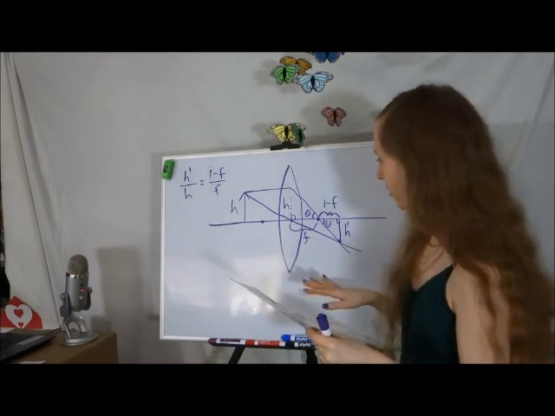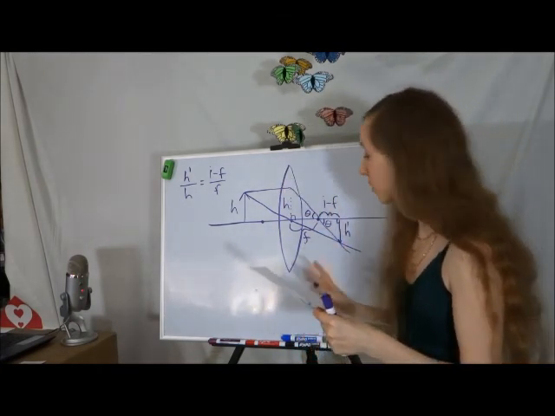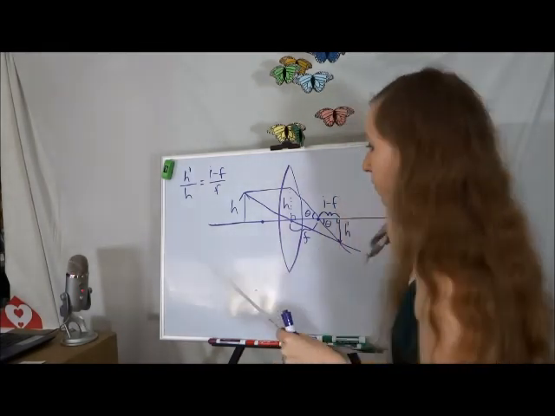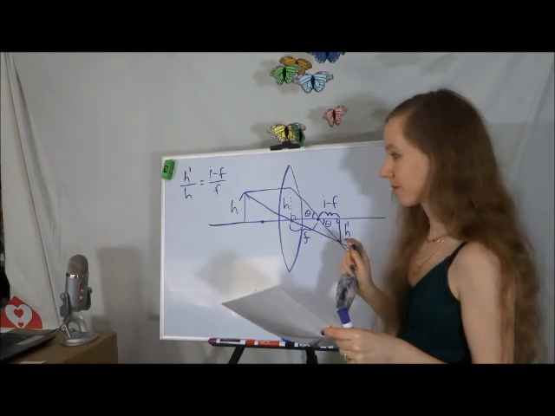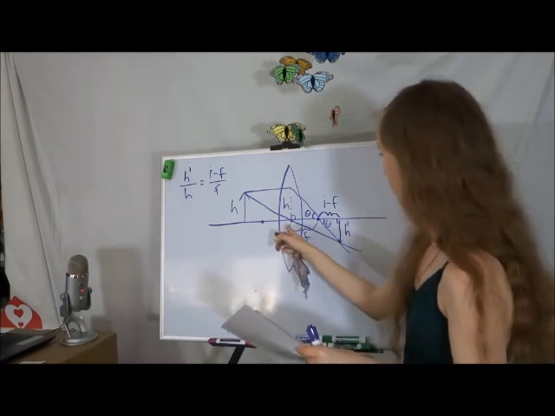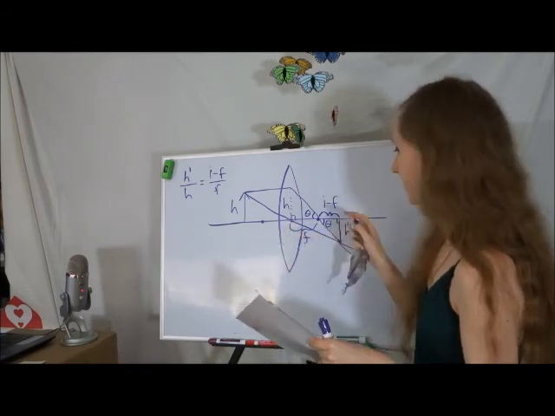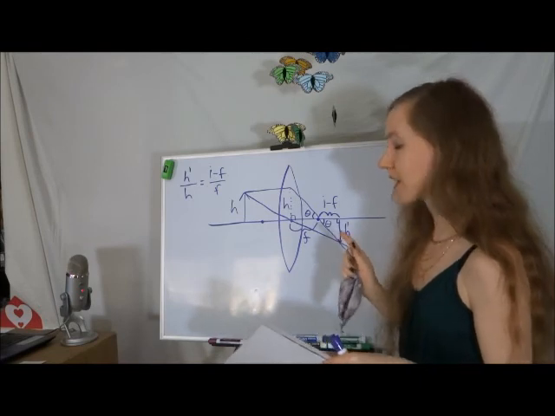Now, we're going to redraw this in a second, and we're going to use another set of similar triangles to get another equation. But before I erase this, are there any questions to this point? Yes, I have a question. Yep. What is I again? I is your image distance, so going from the center of the lens to where the image ends up. Thank you. Any other questions?